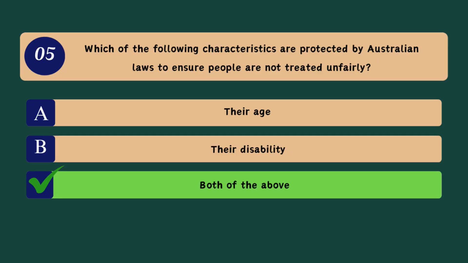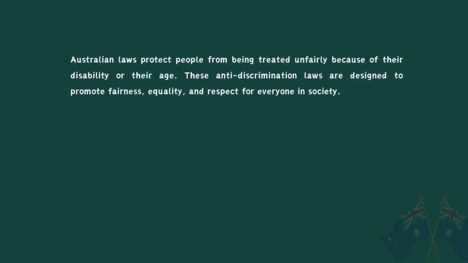Correct answer C. Both of the above. Australian laws protect people from being treated unfairly because of their disability or their age. These anti-discrimination laws are designed to promote fairness, equality, and respect for everyone in society.